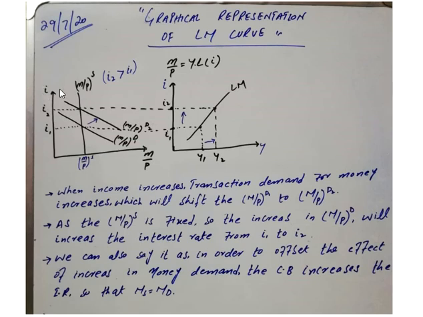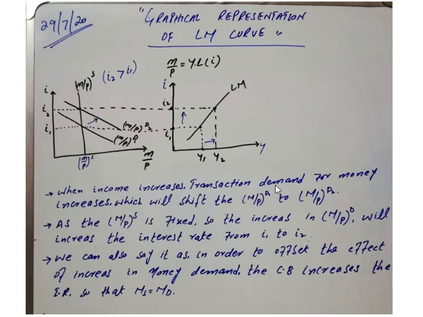So on the y-axis we have taken the interest rate, and on the x-axis we have taken the real money balances. At this point, money demand equals money supply, so we can draw the first value for the interest rate. And when income increases, money demand increases.